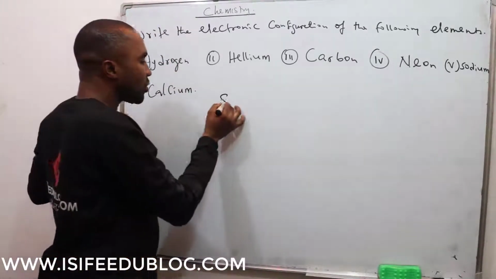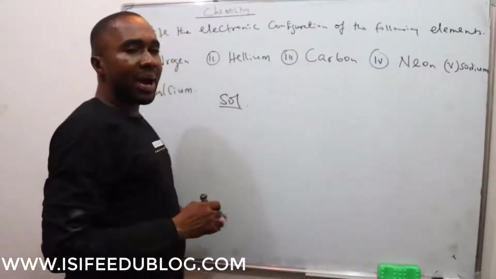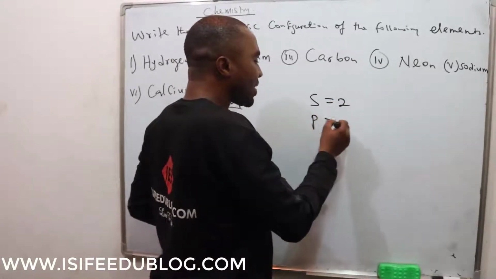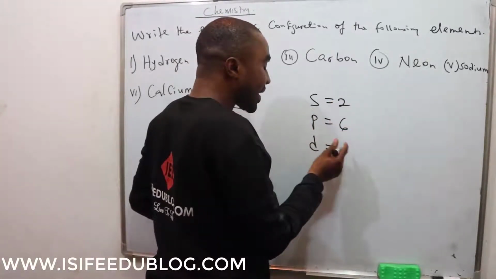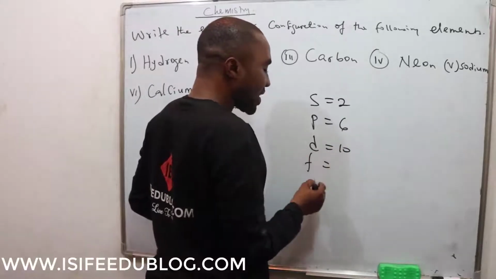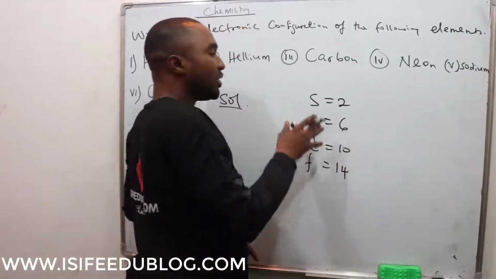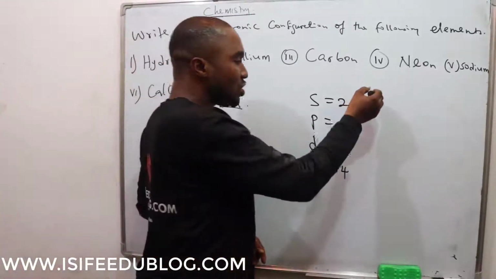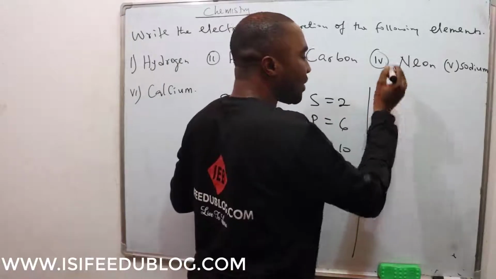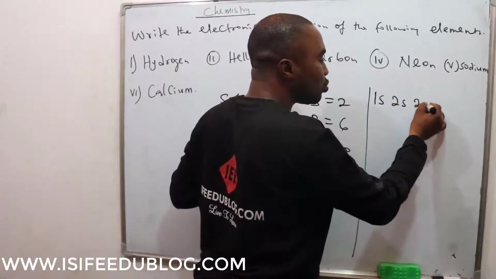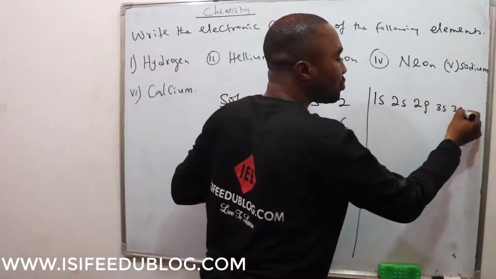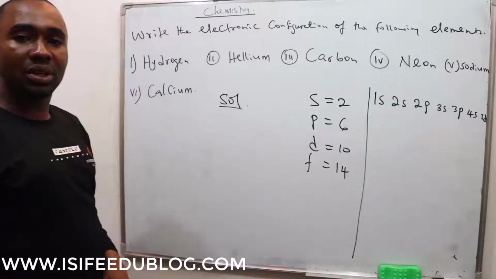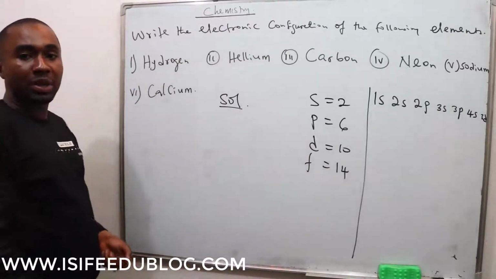To solve this question, I will say solution, bearing in mind that the S orbital maximum you can carry is 2, P maximum you can carry is 6, D maximum you can carry is 10, and F maximum you can carry is 14. And according to the Aufbau principle, the way to arrange these orbitals is 1s. After 1s, 2s. After 2s, 2p. Then 3s, 3p, 4s, and 3d. That is the arrangement of the orbitals according to the Madelung energy rule.